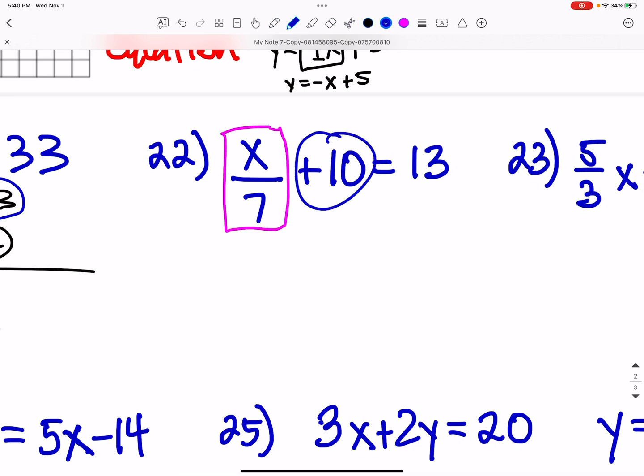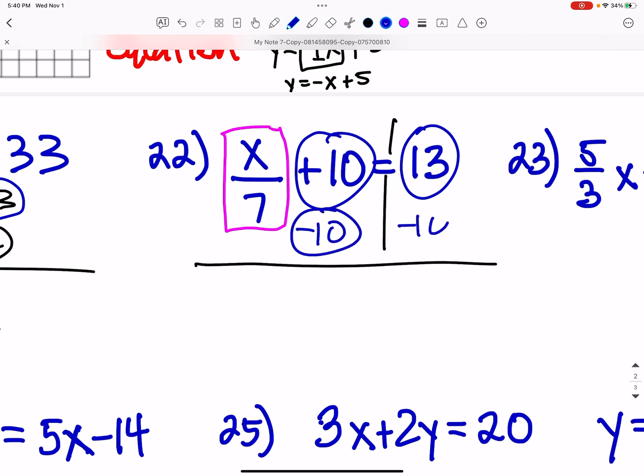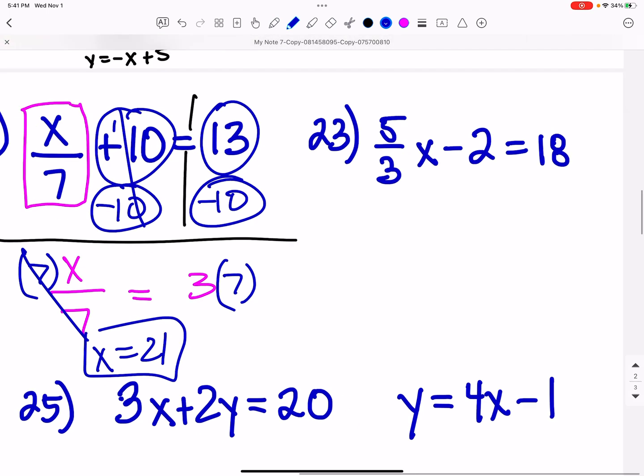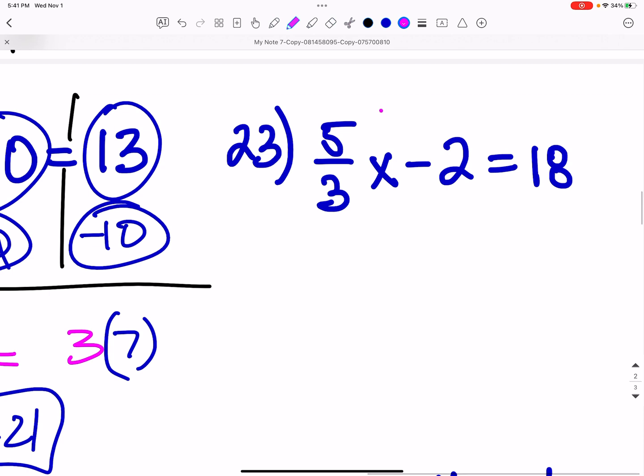For this one, we make teams. Letter team, number team. We make who go across? The 10. Minus 10, minus 10. Cool, gone. Now we have x with a 7 on the bottom, 7 equals 3. So we have a bottom 7, we need a top 7. A top 7. Top versus bottom, x equals 21. Cool, done.